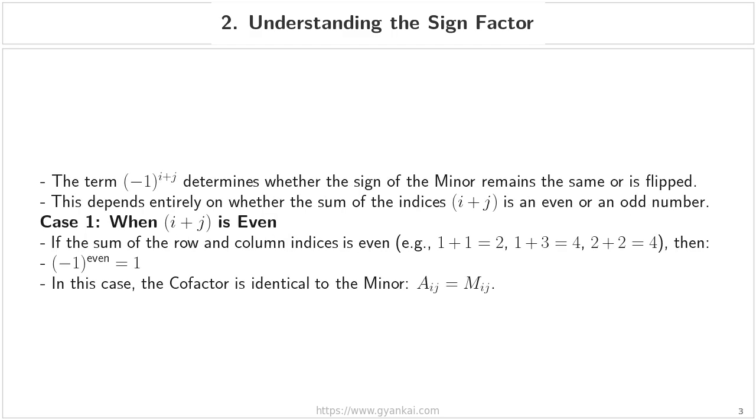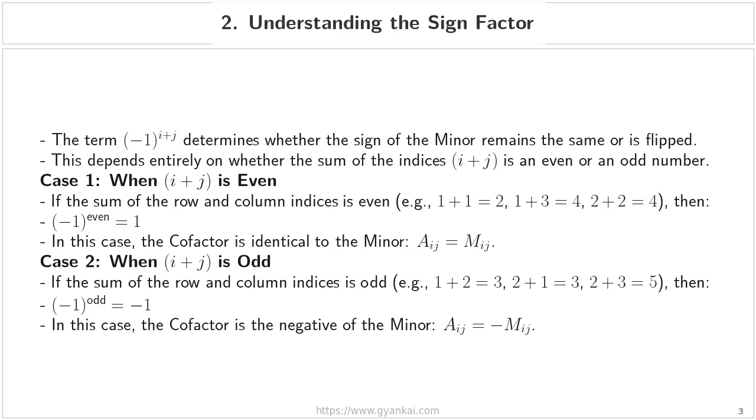Let's look at case 1, when i plus j is an even number. If you add your row and column indices and get an even result, for example, 1 plus 1 equals 2, or 1 plus 3 equals 4, or even 2 plus 2 equals 4, then -1 raised to an even power simply equals +1. In these specific instances, the cofactor is identical to the minor. The sign doesn't change at all.